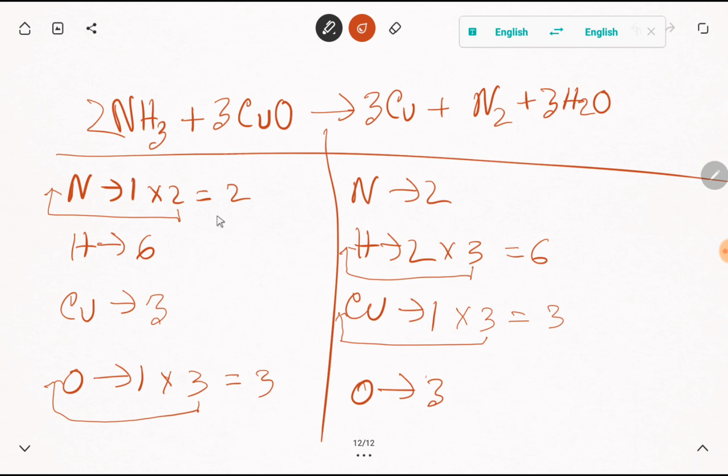So look, nitrogen 2 2, hydrogen 6 6, copper 3 3, oxygen 3 3. Everything is balanced. So you can say that this is the balanced reaction. At last you can replace this arrow sign with an equal sign for a balanced chemical equation. I hope and expect that you have understood what I want to say to you.